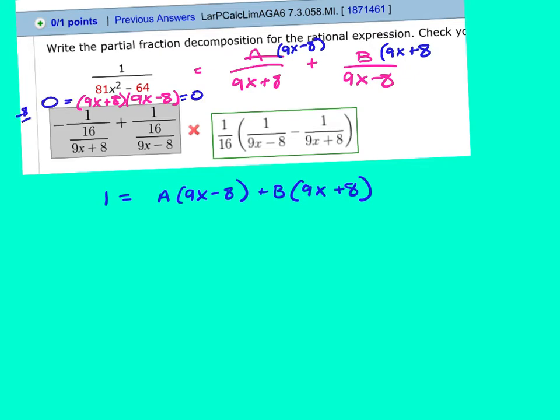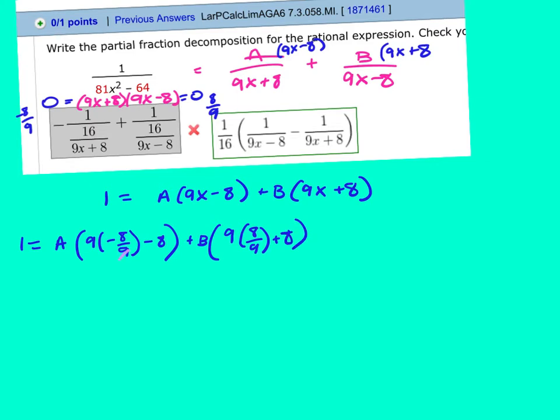But it's negative 8/9 and then positive 8/9. So if I plug that in, from here I get 1 equals A times (negative 8 minus 8), negative 16, plus this is going to cancel. And then, oh, this should be negative, sorry. That should be negative, and then this becomes 0, so that one's gone. So A equals negative 1/16.